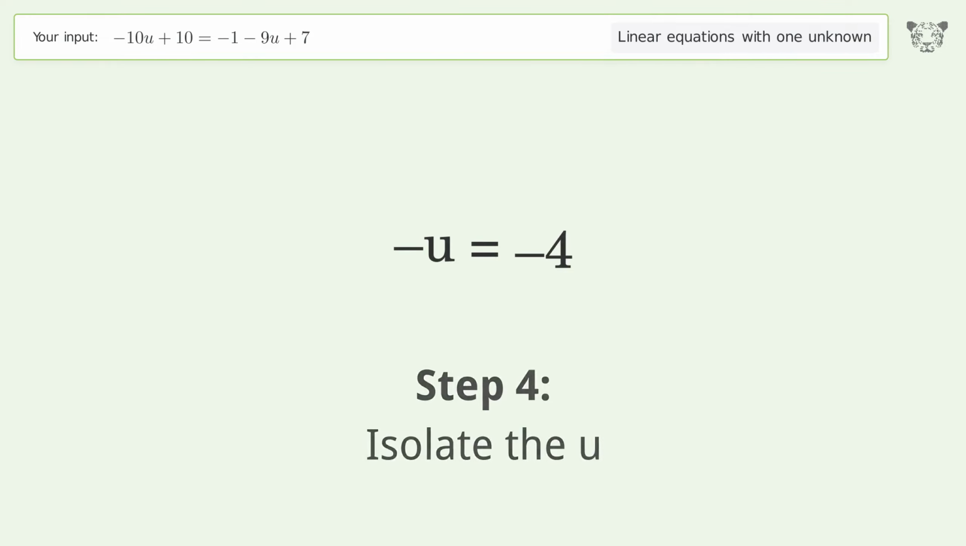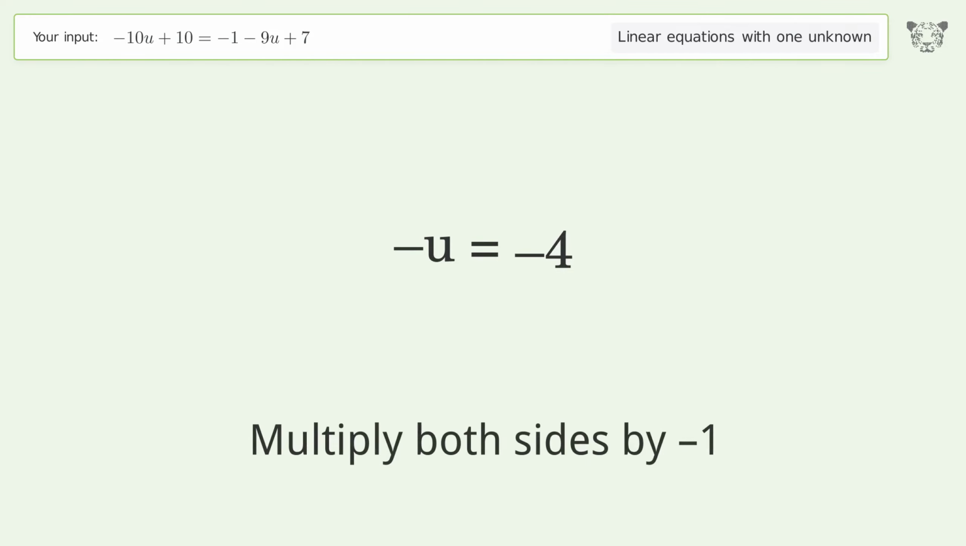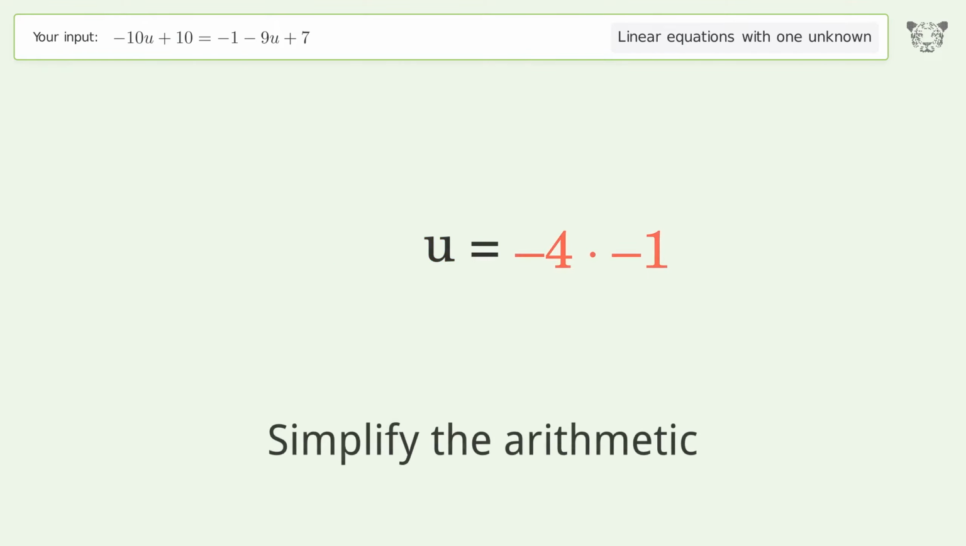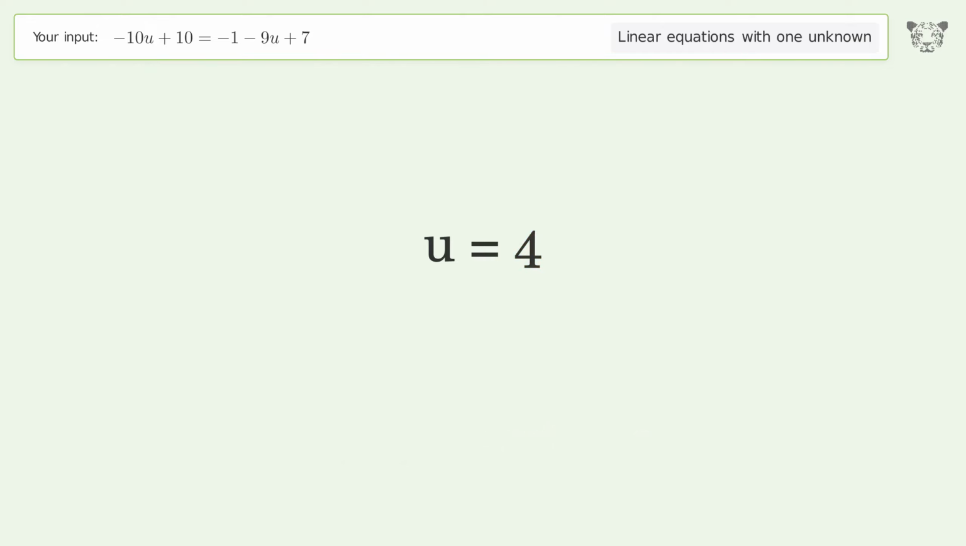Isolate the u. Multiply both sides by -1. Remove the ones. Simplify the arithmetic. And so the final result is u equals 4.